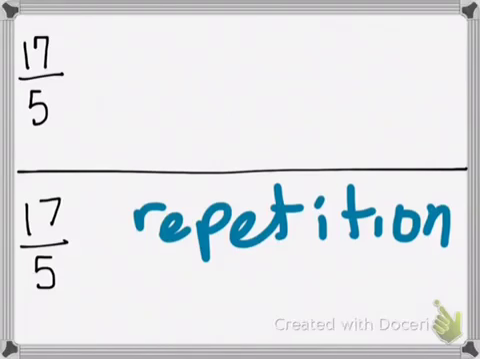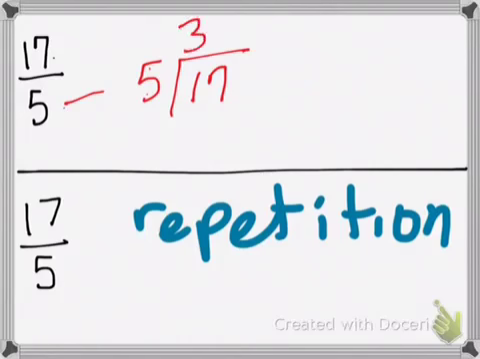Let me zoom this in here. Let's see, we want it right there. And so what we're going to do is divide the numerator, which is this one, by the denominator, which is this one. We're going to say 5 into 17. And we know that 5 fits into 17 3 times. So 5 times 3 is 15, subtract, and 17 minus 15 is 2.